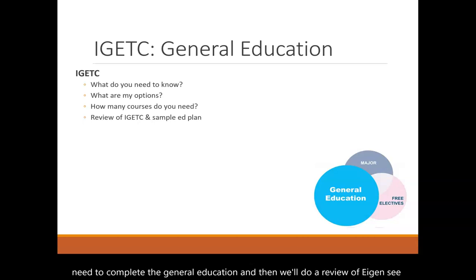Now down there on the right, that graphic is going to show what's typically the mix of courses that you're going to take as a college student. You're going to take the courses that are required for your major, you're going to complete the general education, and then depending on your major, you may have some additional units that you can take for electives. And we'll look at an economics ed plan where you'll see the variety of those.